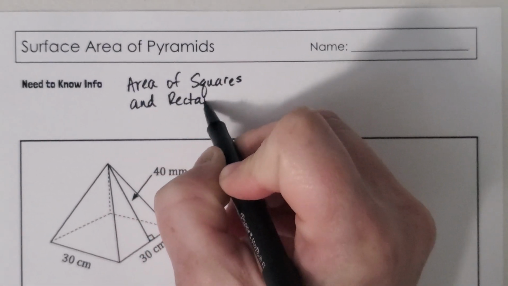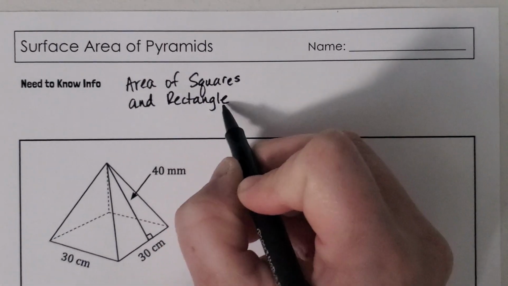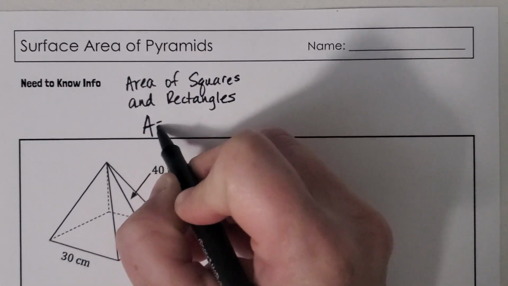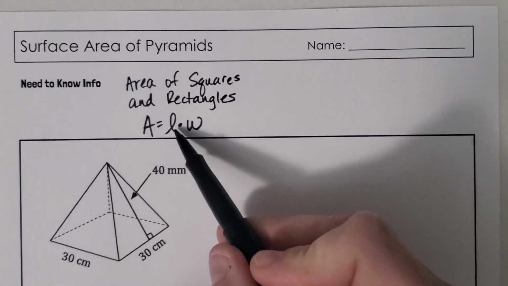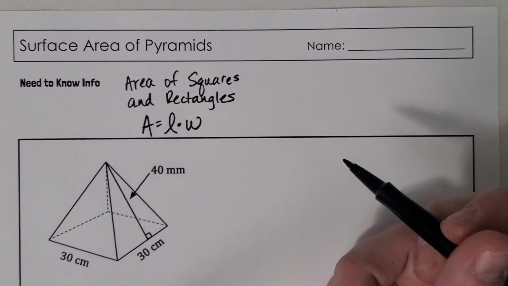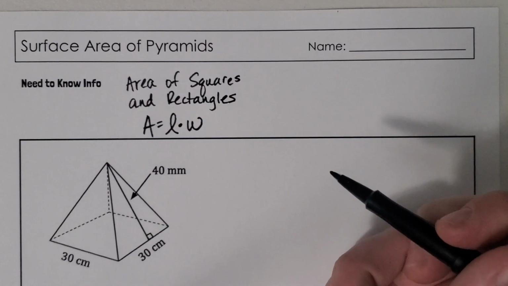So to find the area of a square and a rectangle, I'm going to take my length times my width. So pretty much I'm going to take my two sides of my shape and I'm going to multiply them together.